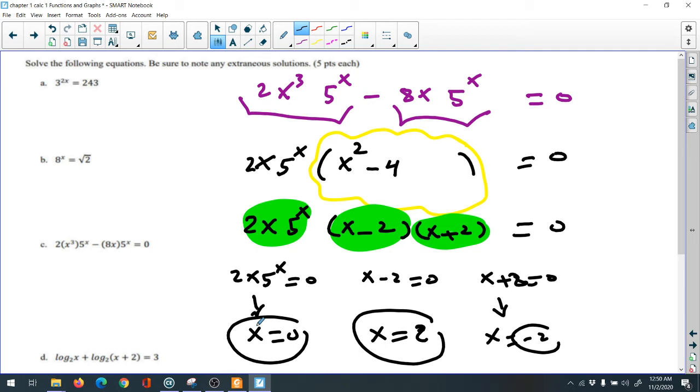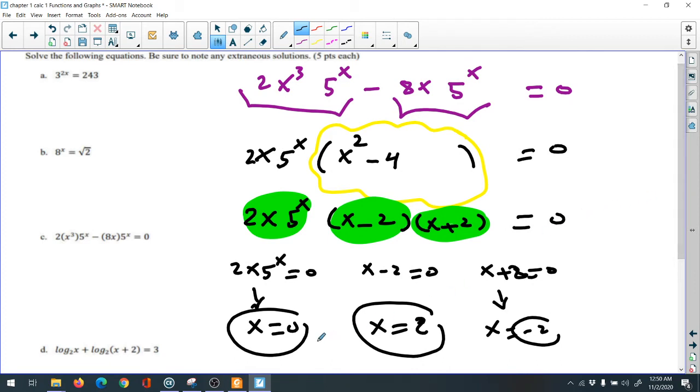Okay. Let's check which ones satisfy the given equation. So if x equals 0, if you plug it in, x to the third will be 0 and this will be 0. 0 minus 0 is 0. So x equals 0 is one of the solutions. And let's check x equals 2. Let's do that here. 2 to the third is 8. 8 times 2 is 16. So 16 times 5 to the second. Let's change the color here.